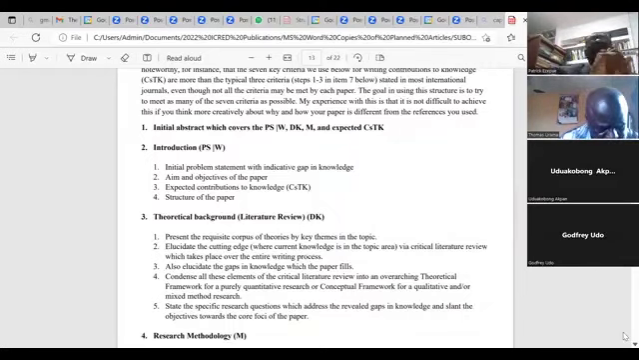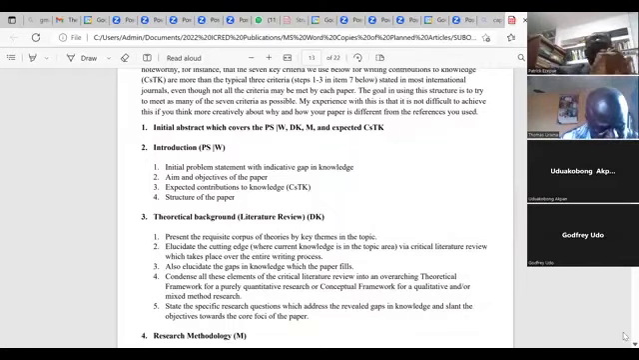Introduction, 4 steps. You must tell us the initial problem you're solving with an indicative gap in knowledge. Is it not coming from the research methods canvas? It is. The aim and the objectives of the paper, but that is now when you have tightened up. When you finish the research, remember you've done the backward look to tighten up your initial framing. So we are working with the revised objective, revised aim, revised research question. Summarize your contribution to knowledge, and then the structure of the paper.